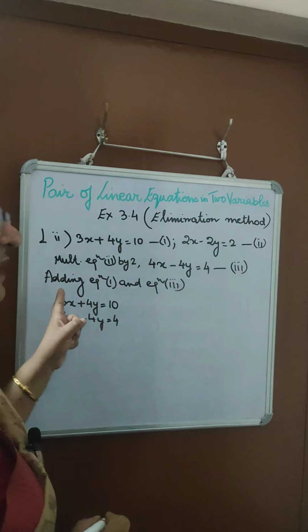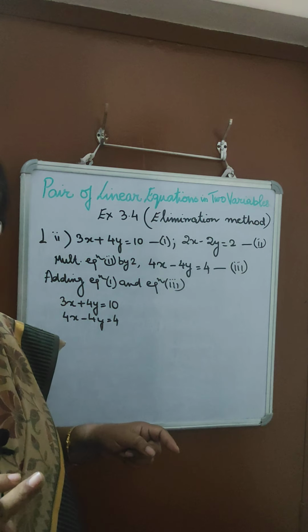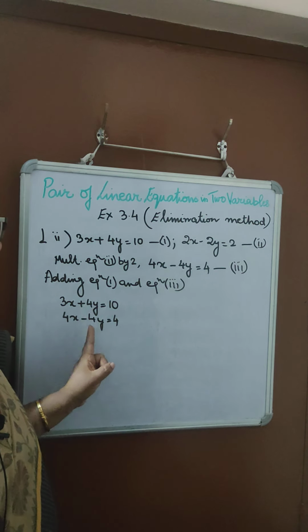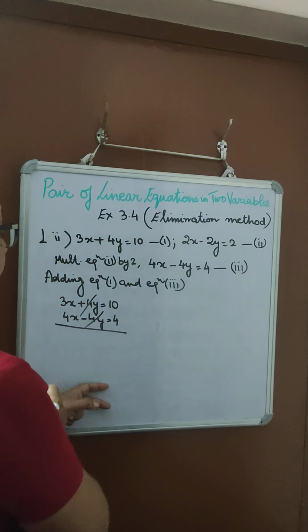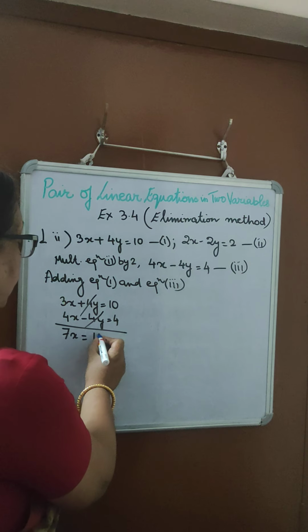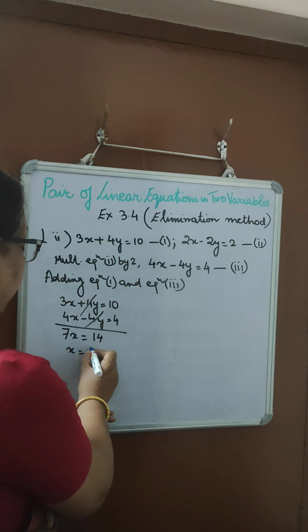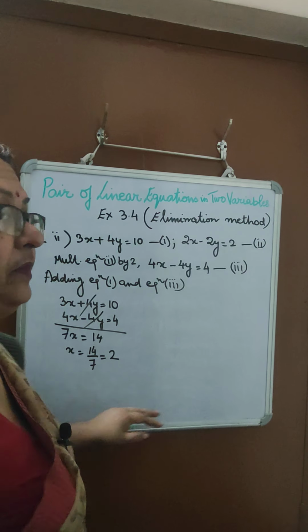Now why did we add? We added because this one 4y and minus 4y, they are opposite in signs. One is plus 4, one is minus 4. Therefore we added the two equations. On adding, what will happen? 4y minus 4y gets cancelled. 3 plus 4, 7x equal to 14. So x will be 14 by 7 equal to 2.